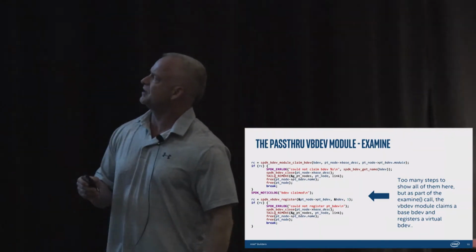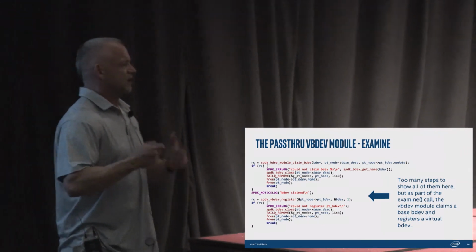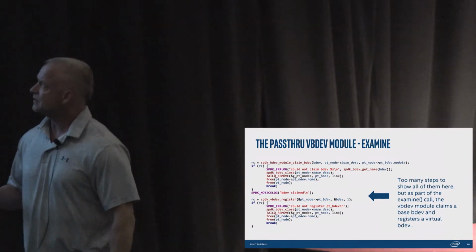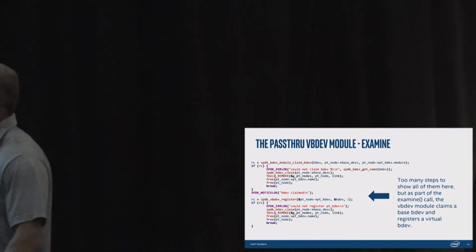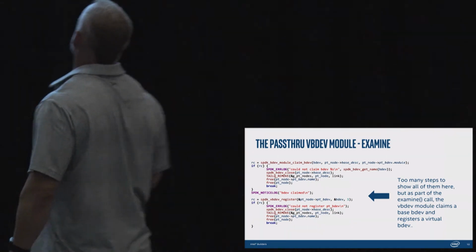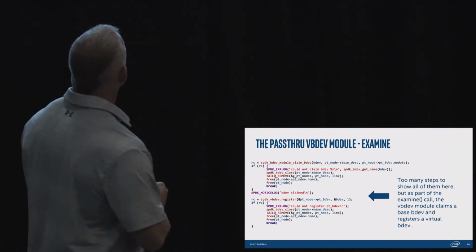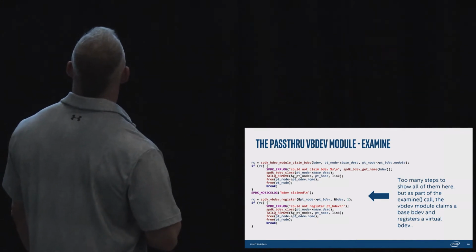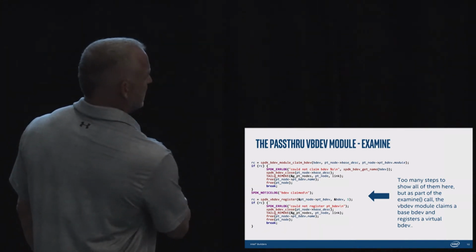I'm going to talk a little bit more about that on the next slide. With a pointer to that BDEV, we can decide what we want to do to it. And this is actually a couple of snippets from that examine function. So in the case of the pass-through module, you can see a couple of the key calls.